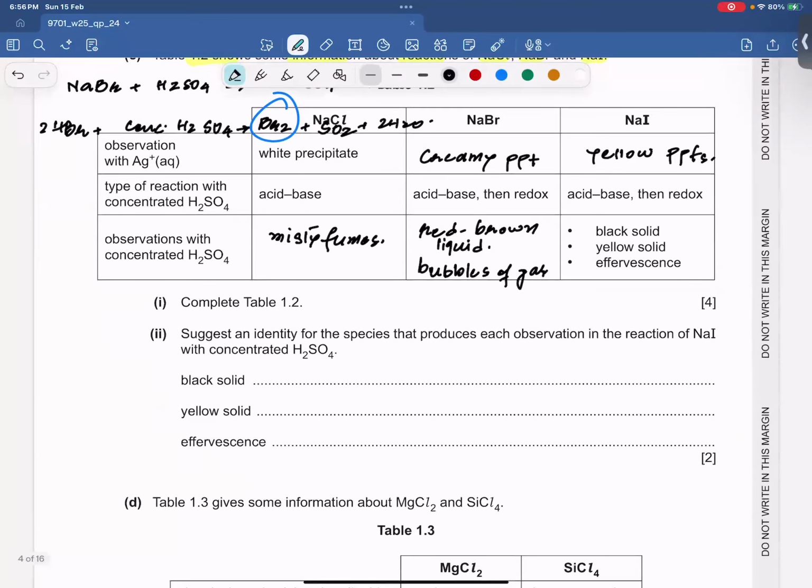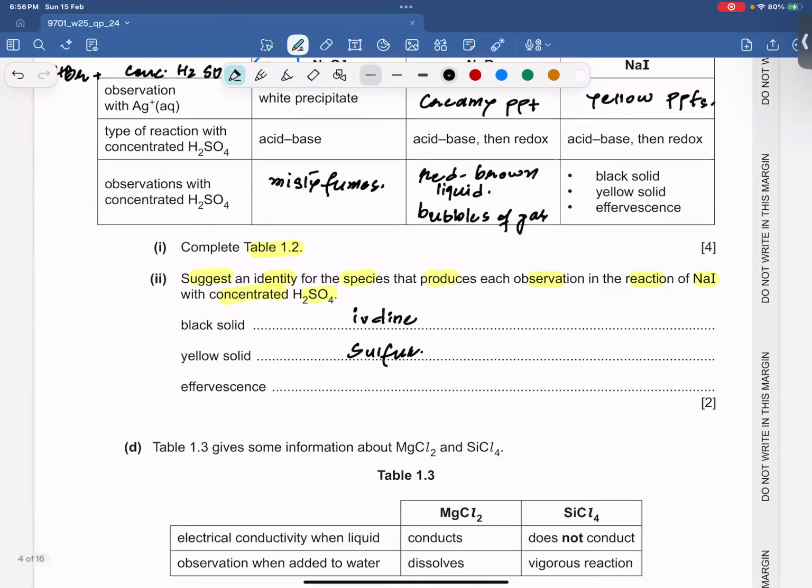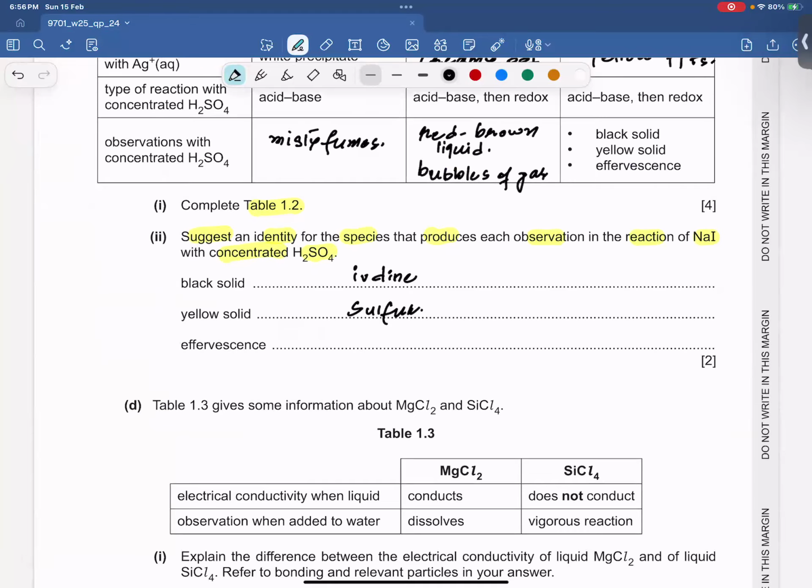Okay. So I've done table 1.2 suggests the identity for the species that produces each observation in the reaction of sodium iodide with concentrated sulfuric acid. Black solid represents iodine. Yellow solid represents sulfur. And effervescence is basically sulfur dioxide or H2S, hydrogen sulfide in fact. And we have done this equation, right, in the class.